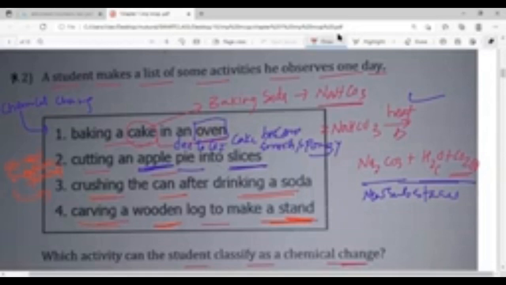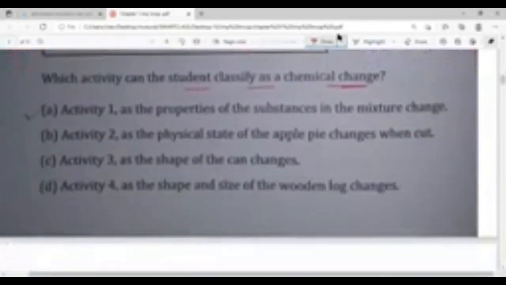So when we carve wood to make a stand, the wood remains wood only. Wood does not change, or the composition of wood does not change. So again, my dear students, here a new substance has not been formed. And that is why, using our knowledge, we can say that baking a cake in an oven is a chemical change.